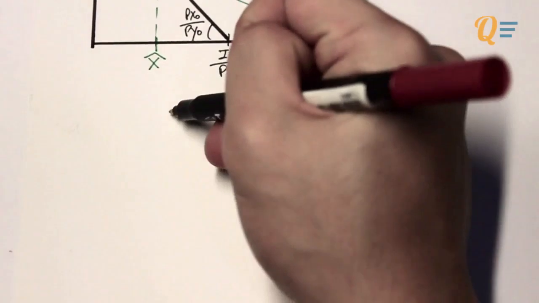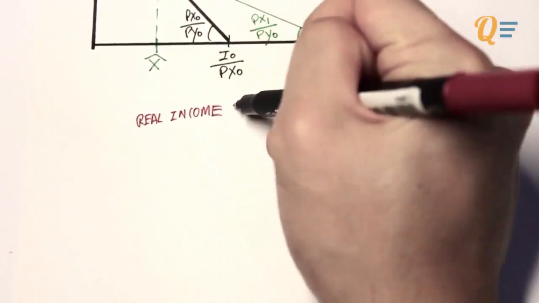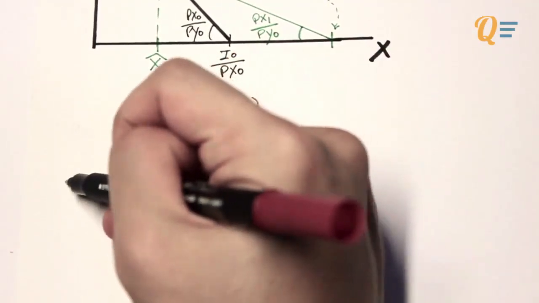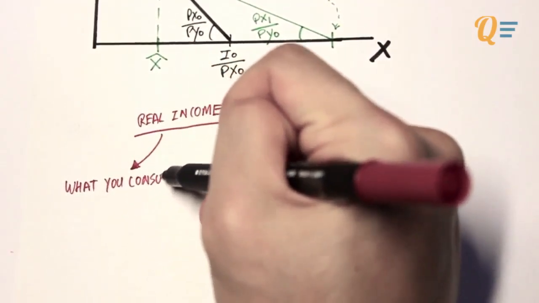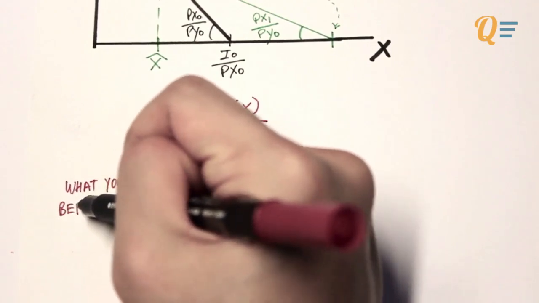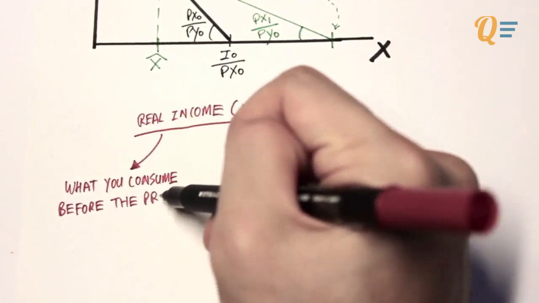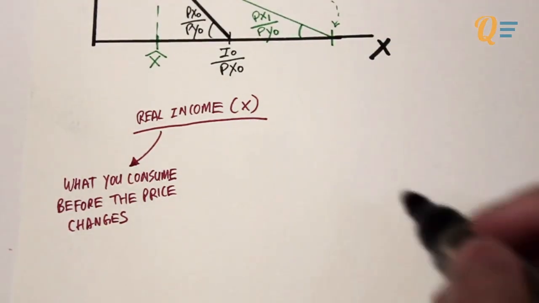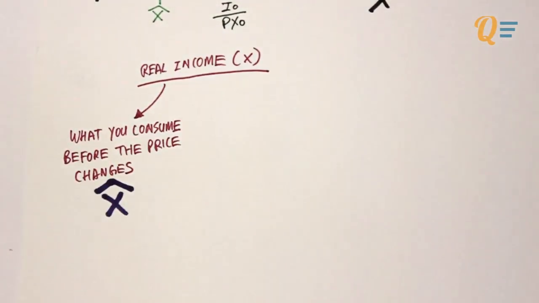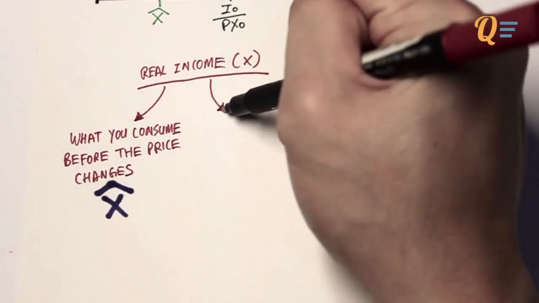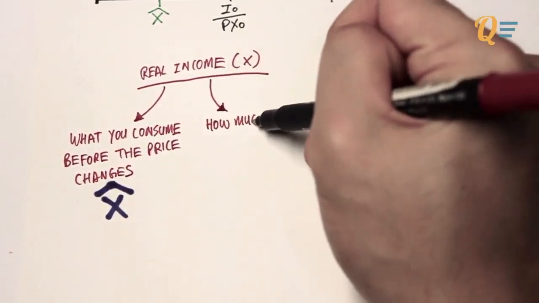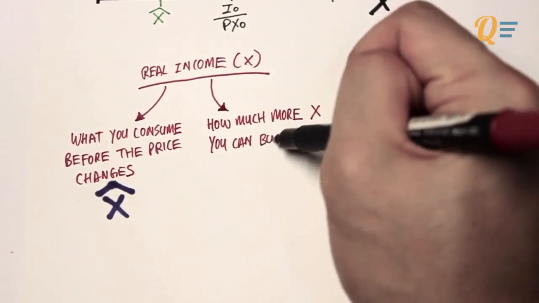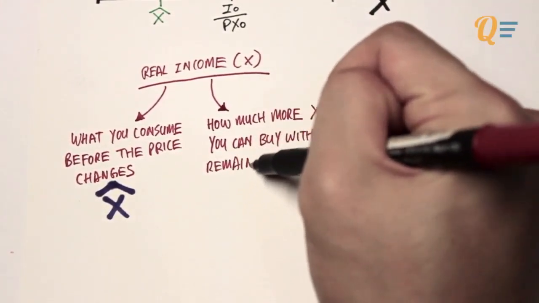But the question is, what is the x-intercept? What is the real income in terms of X? So just recap the definition of real income. It is the amount of goods that you can purchase, right? So this is going to consist of two parts. The first part is the amount of X that you consume before the price of X actually changes. And of course, this amount is simply just X cap. And the next component that makes up your real income in terms of X is how much more X you can actually purchase with your remaining income after purchasing X cap.